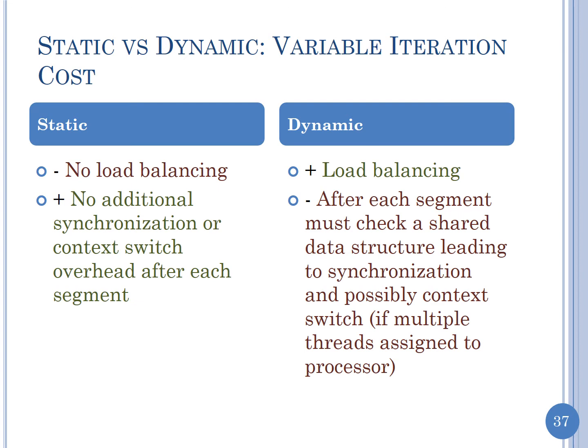And if you don't have multiple threads, then you're switching between threads. Okay? And so there's some context switch overhead after each chunk. I used the word segment here, but they really use the word chunk. A chunk is a set of consecutive iterations you do. So in dynamic, there's load balancing, but after each chunk, you must check a shared data structure, leading to synchronization and possible context switch too.